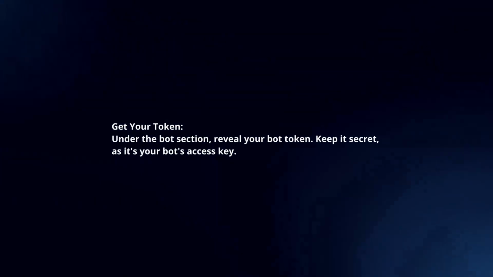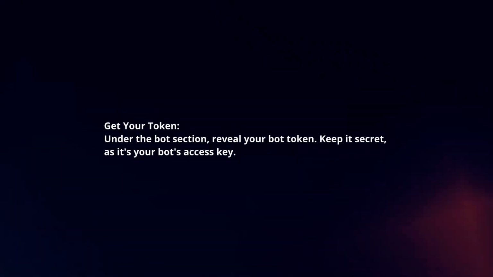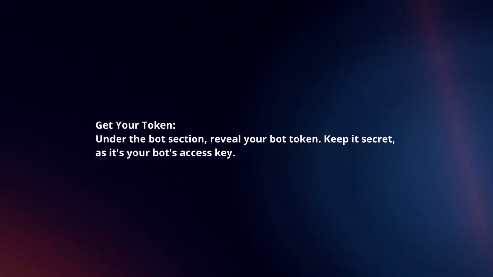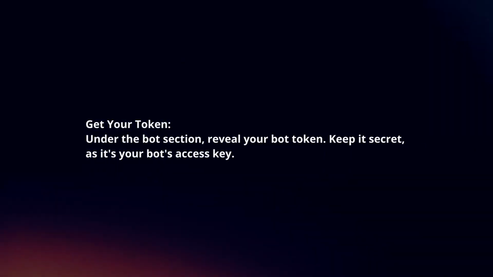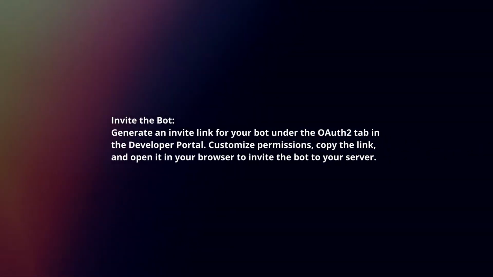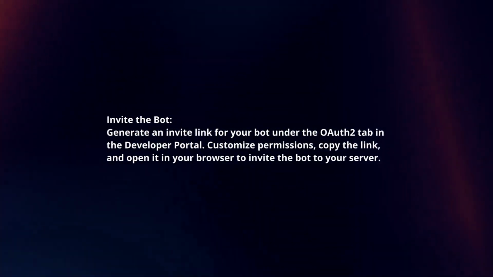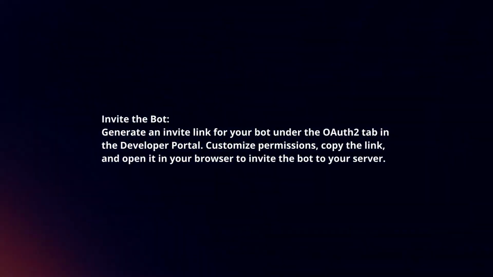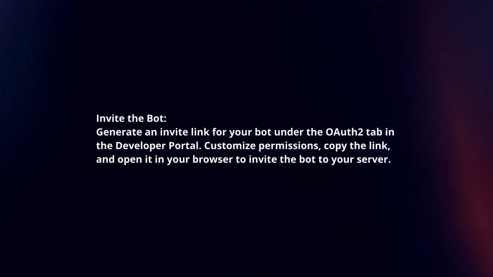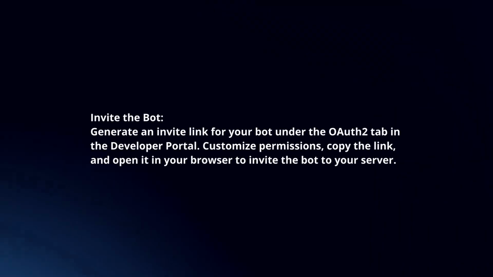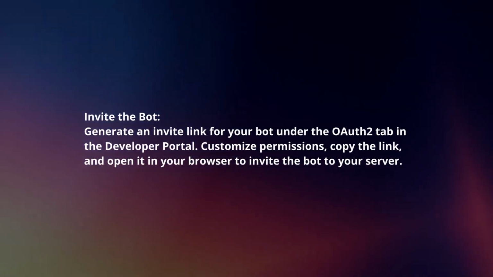Get your token. Under the bot section, reveal your bot token. Keep it secret as it's your bot's access key. Invite the bot. Generate an invite link for your bot under the OAuth 2 tab in the developer portal. Customize permissions, copy the link and open it in your browser to invite the bot to your server.